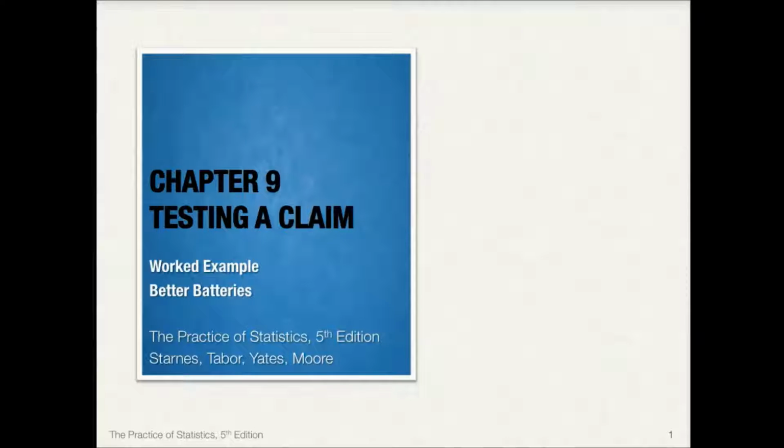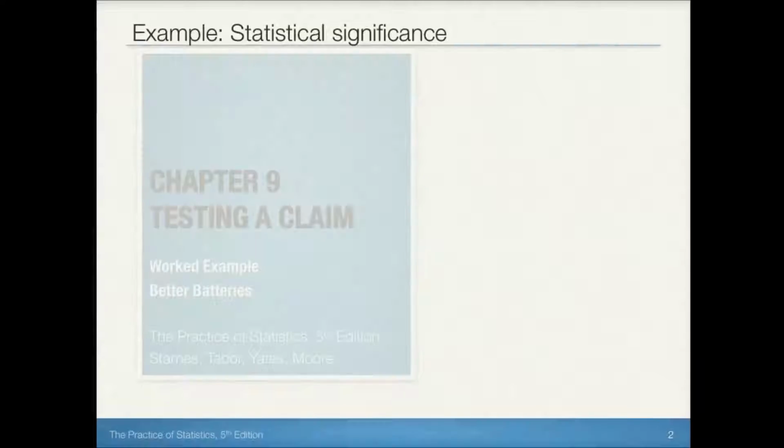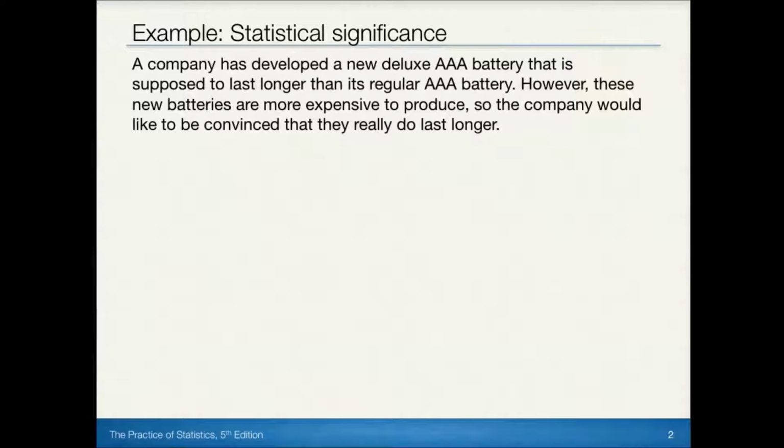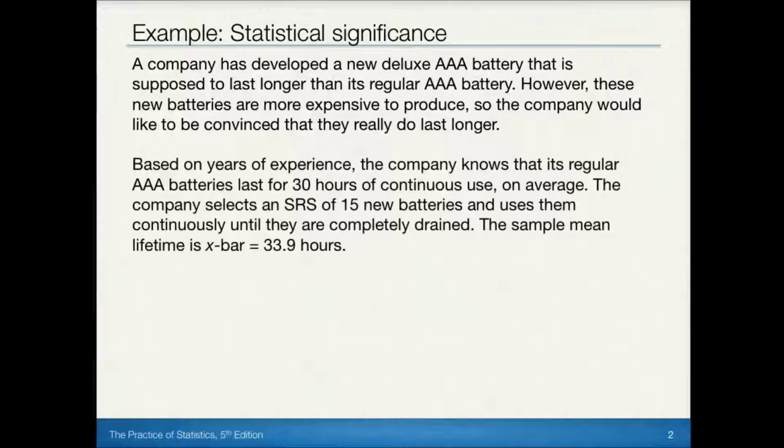In this example, we'll take a look at the concept of statistical significance. A company's developed a new deluxe AAA battery that's supposed to last longer than its regular AAA battery. However, these new batteries are more expensive to produce, so the company wants to be convinced that they really do last longer. Well, based on years of experience, the company knows that its regular AAA batteries last for 30 hours of continuous use on average.